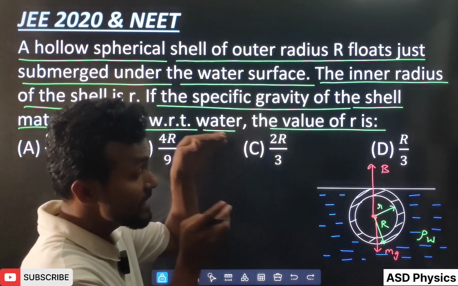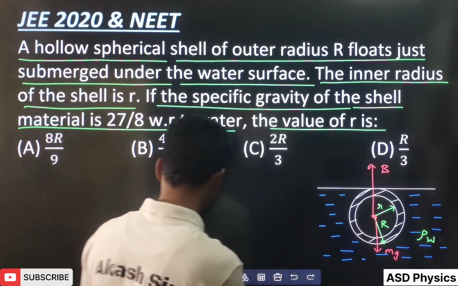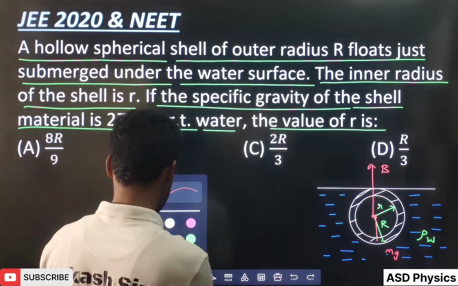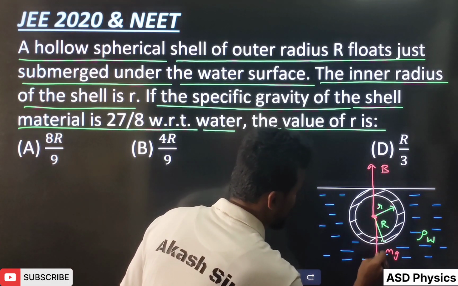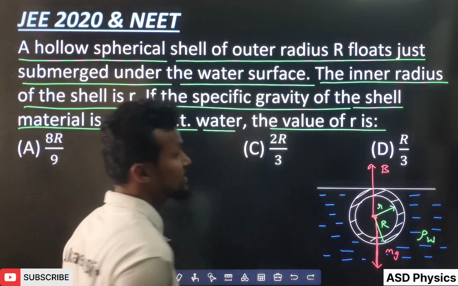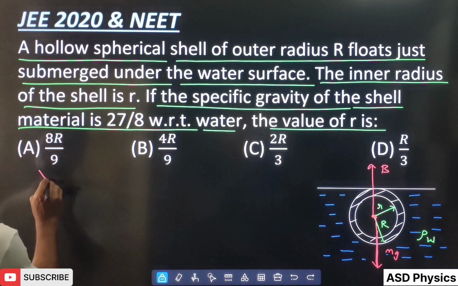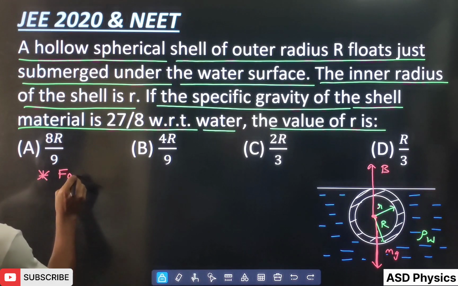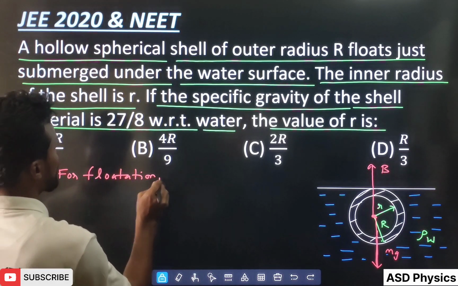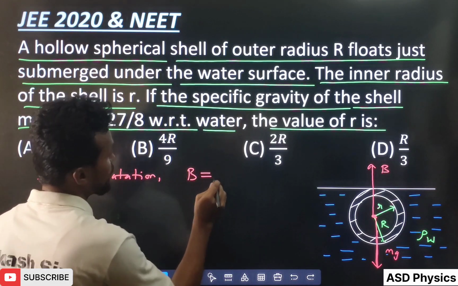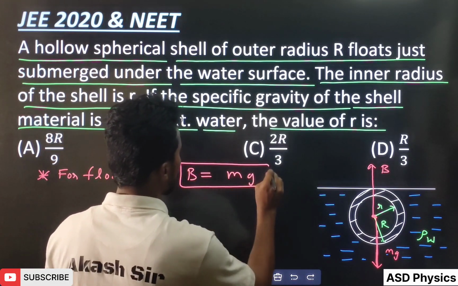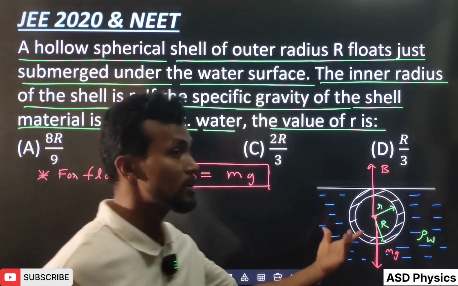And even if possible, draw both the arrows equal, because both have to be equal. The arrow length matters for me, and it should be equal, then only both will balance each other. So for flotation, the basic principle is that the buoyant force should be equal to the weight of the body, mg, always applicable.